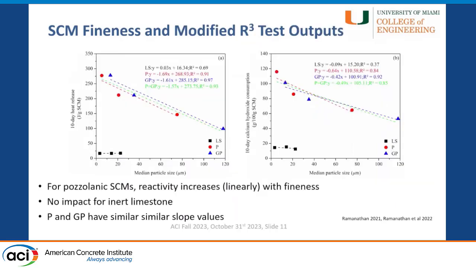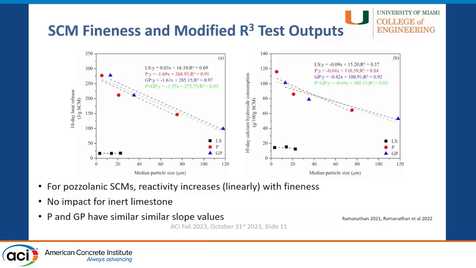So if you look at the two plots up here, these are the modified R3 test outputs. So as you can see, with an increase in particle sizes, we see that there is a clear decrease in reactivity for the reactive SCMs. Now, if you take the black dots down there, the black squares, these are limestone. We see that limestone fineness does not affect its reactivity, and it just stays as a filler in the system.